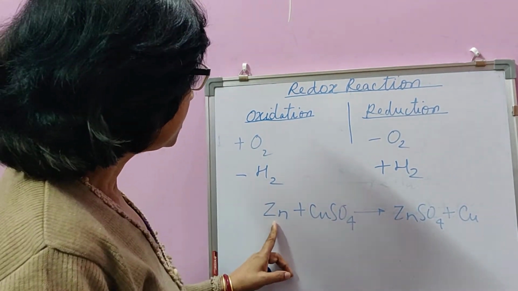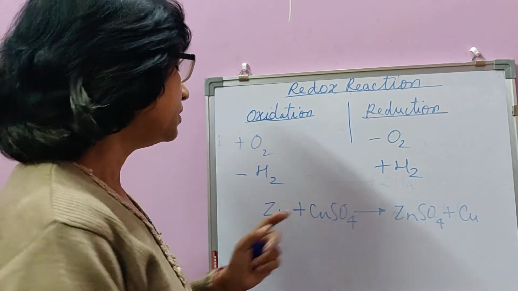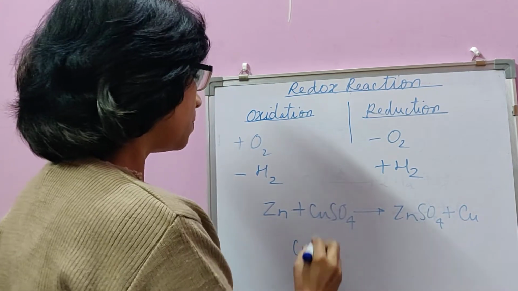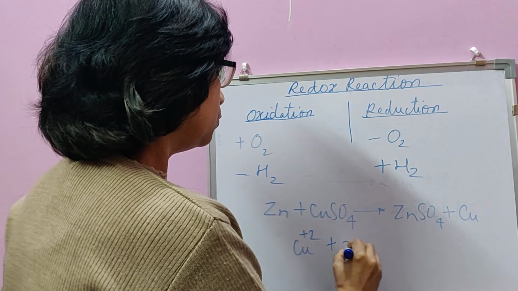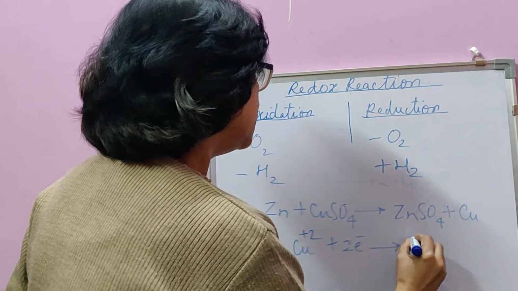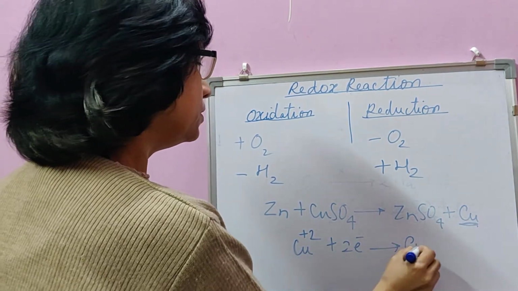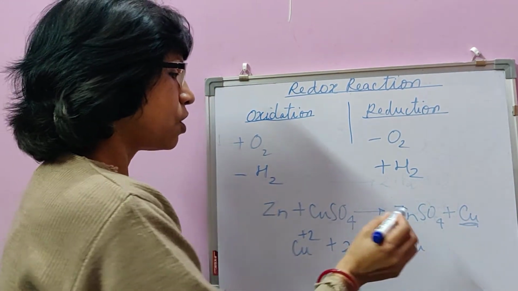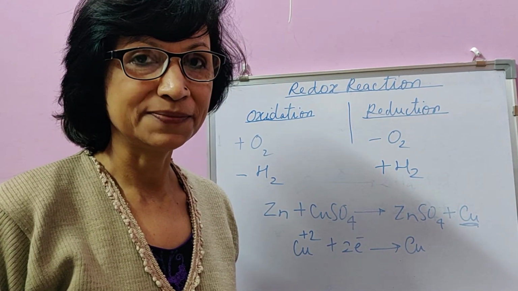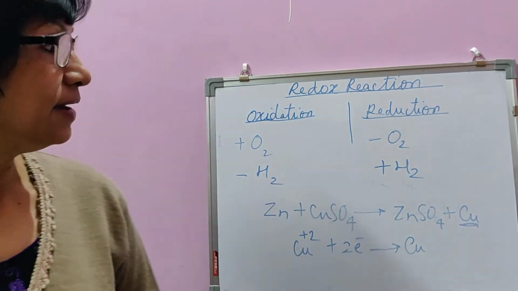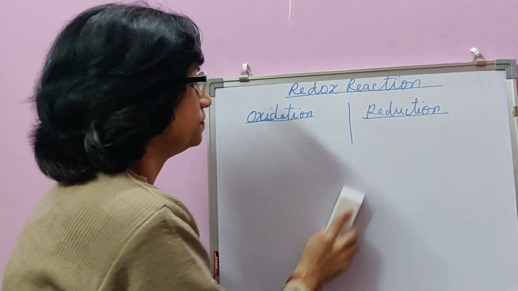I told you that Zn loses electrons to become Zn2+, so it is oxidation of zinc. But at the same time, what happened to copper? Cu in CuSO4 is actually Cu2+. It takes 2 electrons and becomes Cu. This change of Cu2+ to a neutral copper atom is an example of a reduction reaction. So now we can differentiate between oxidation and reduction.